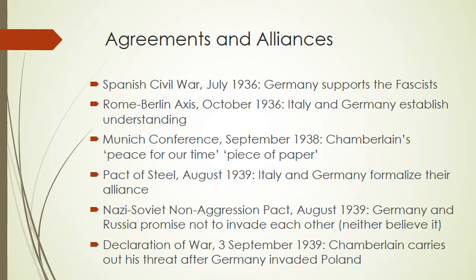After the Civil War, Spain was ruled by a fascist regime under General Franco and played very little part in the coming conflict. In the same year, Hitler made friends with his fellow fascist dictator Benito Mussolini of Italy in the Rome-Berlin Axis of October 1936, which was later formalized in the Pact of Steel.